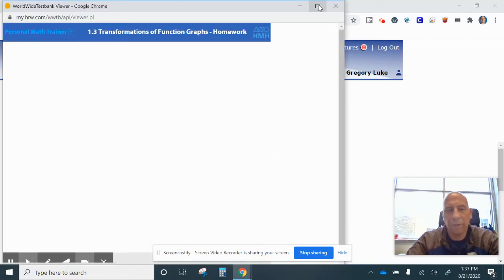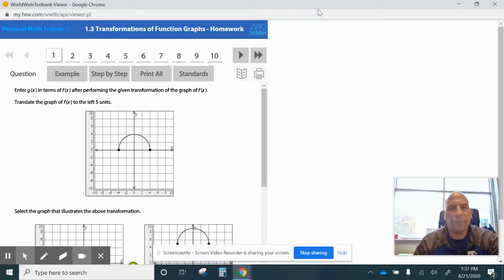Okay, today we're looking at 1.3 transformations of functions graphs homework tutorial. So let's take a look. Enter g of x in terms of f of x after performing the given transformation of the graph of f of x. Translate the graph of f of x to the left 5 units.